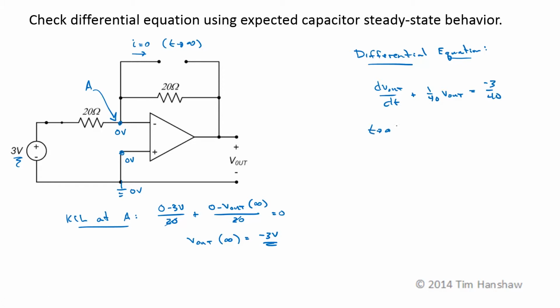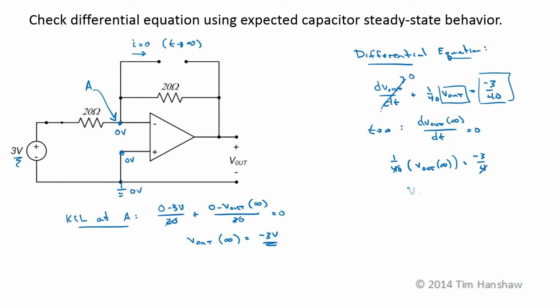Now as t goes to infinity, since this forcing function is a constant, the derivative of the voltage with respect to time is 0, because V out has to become a constant. So if this goes to 0, 1 over 40 times V out of infinity is equal to negative 3 over 40. Cancel that with that. So our differential equation says V out of infinity is negative 3 volts, which agrees with our result based on our physical insight on how the capacitor behaves as t goes to infinity for constant inputs. So we have a lot of confidence in our differential equation now.